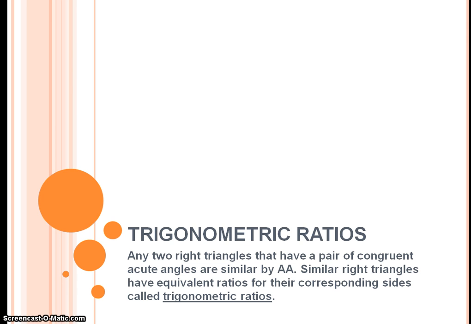So trigonometric ratios, since every right triangle has at least the right angle in common. If we were to have another angle in common, the two triangles are similar. So what ends up happening is when we talk about these ratios, they're all going to be the same no matter what, as long as we're talking about two similar right triangles. So similar right triangles have equivalent ratios for their corresponding sides called trigonometric ratios.